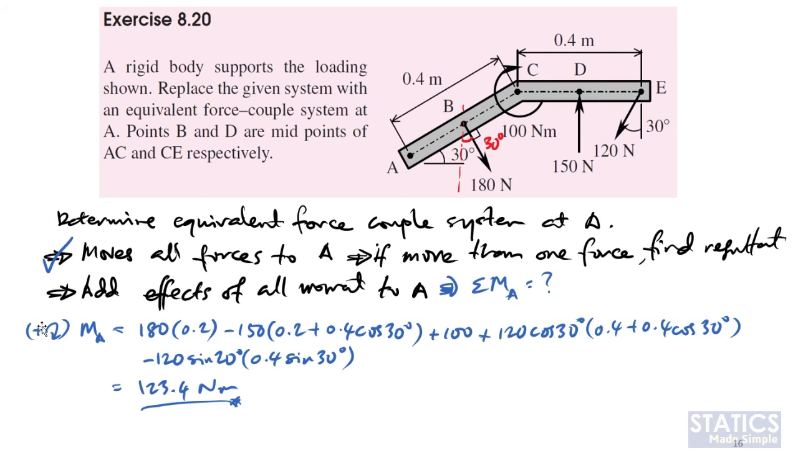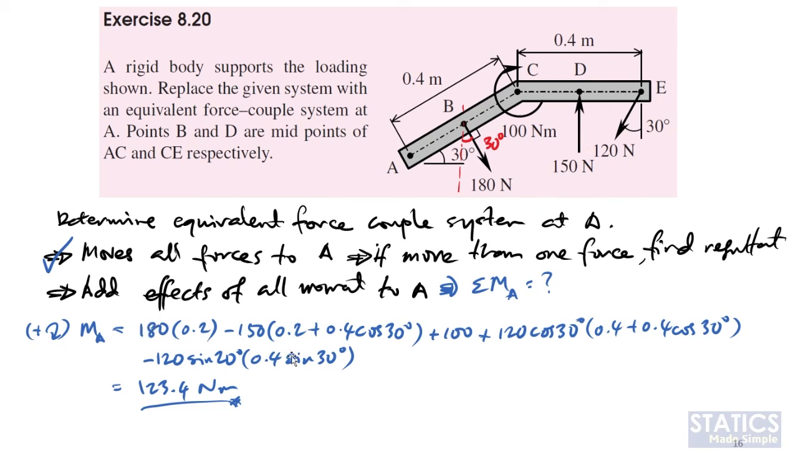After we have done that, we have to calculate the effect of moments coming from all these forces at A. So we have to find the summation of moment from all these forces at A, or basically the summation of moment at A equals what? In this case, the angles are pretty simple. The first one is 180 times the perpendicular distance. The angle here is 90 degrees, so AB is already the perpendicular distance for this 180 Newton force. So we have 180 times 0.2. Rotation is clockwise, following our convention, so it's positive.